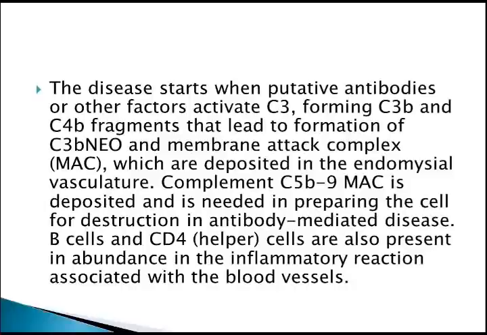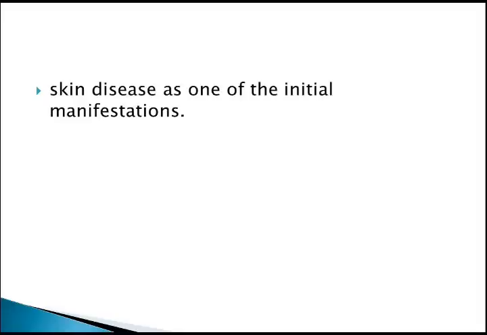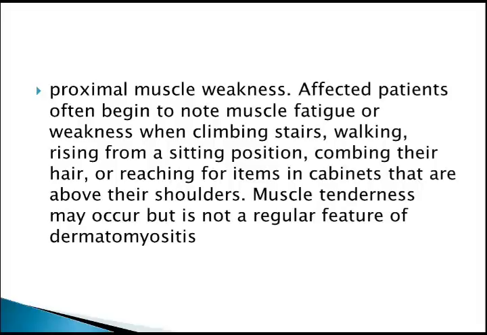B cells and CD4 helper cells are also present in abundance in the inflammatory reaction associated with the blood vessels. What else you can see is the association with a family history of people who have DR3, DR5 and DR7, and there is also abnormal T cell function. Skin disease is one of the initial manifestations, that's very important. So in the USMLE you need to look for skin manifestation. If you see skin manifestation, first think of dermatomyositis before going to polymyositis.